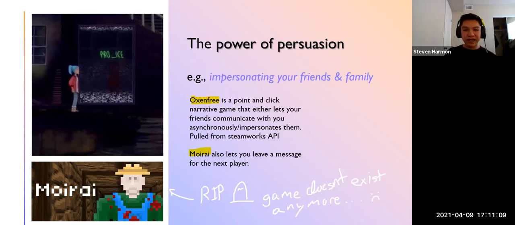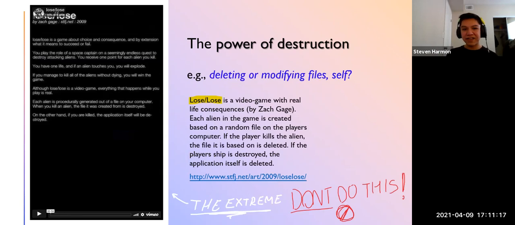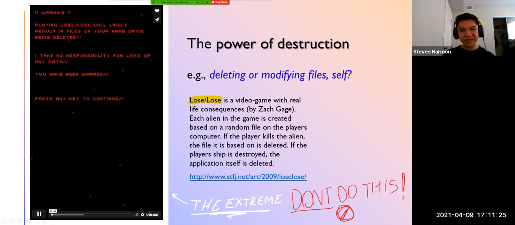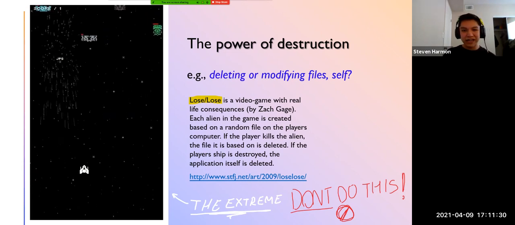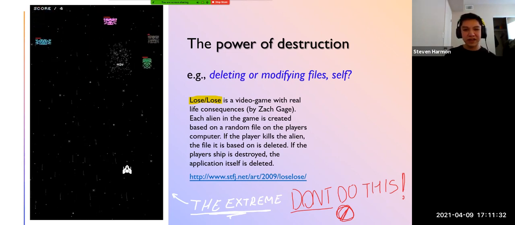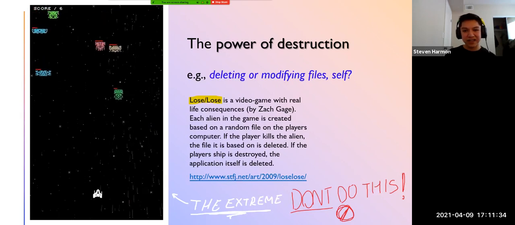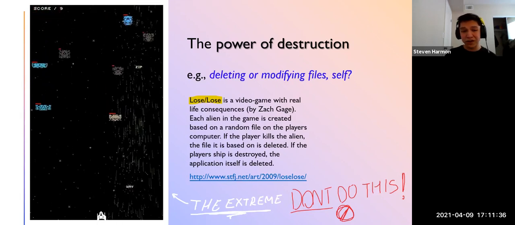And then there's Morai, which was a similar game, but is no longer in existence because of the servers, being an indie game and all. And then there's the Power of Destruction. Now, Lose Lose, and I'm going to mute it, is basically a game with real world life consequences by Zach Gage, where each alien in the game, like Space Invaders, is actually a file on your desktop, or not even on your desktop, but anywhere on a computer.